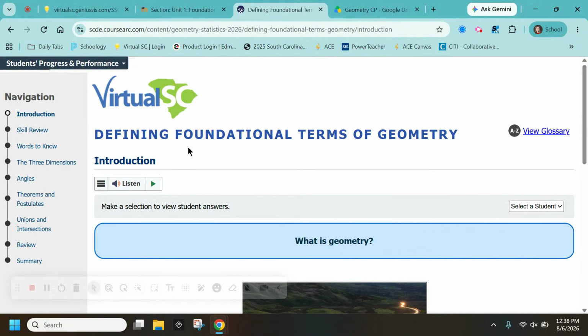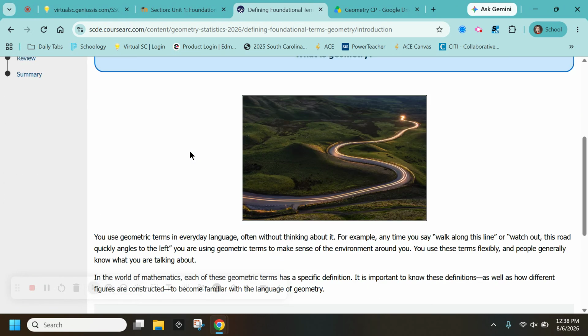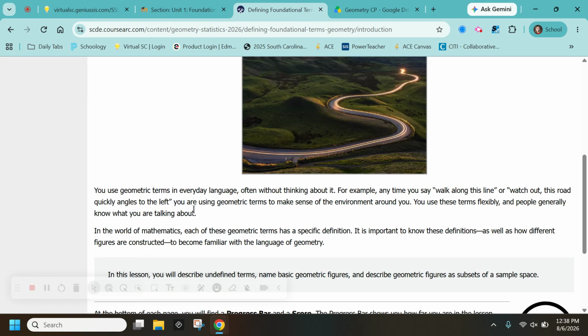So starting out with 1.01, this is defining foundational terms of geometry. What is geometry? We use geometric terms in everyday language, often without thinking about it. For example, anytime you say "walk this line" or "watch out, this road quickly angles to the left," you're using geometric terms to make sense of the environment around you.